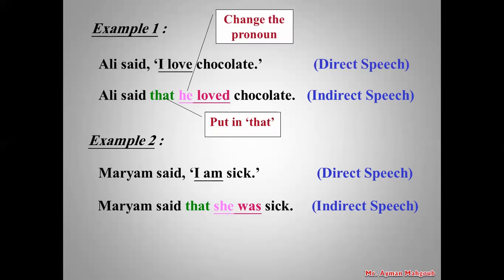The second change is the pronoun. Ali said I love. Ali said that he loved. We change I into he because the speaker is a male, a man or a boy. The third change, love becomes loved. We change the tense, as we said, from present into past.